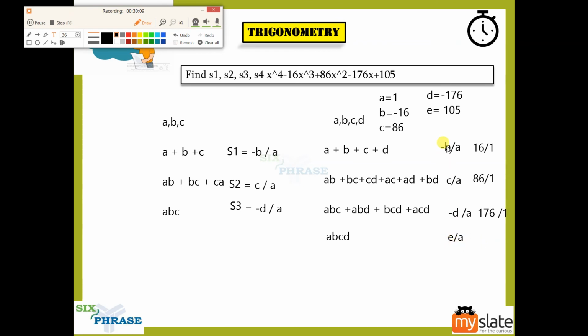So 105 is E. So E by A will give you 105. See, you are getting everything positive. So the S1 is 16. So this is S1, summation of 1. S1 is 16. S2 is 86. S3 is 176. S4 is 105.